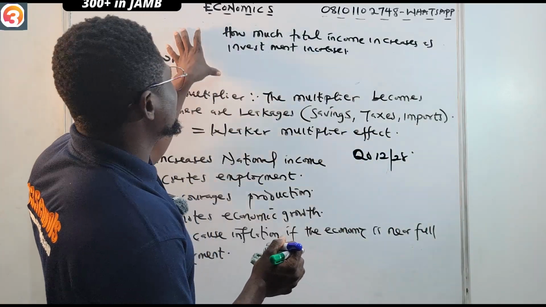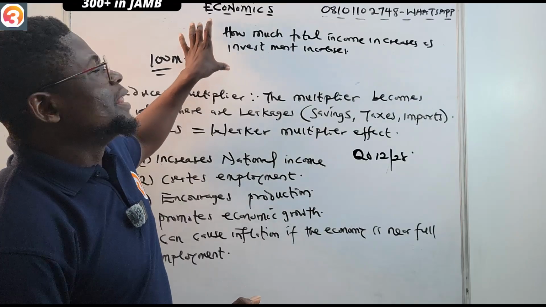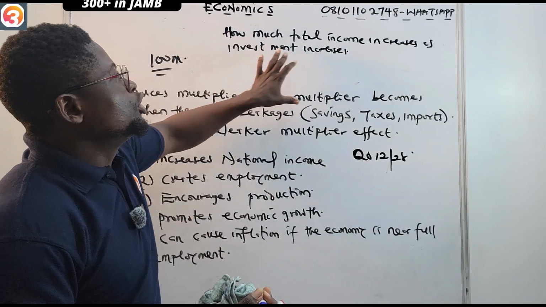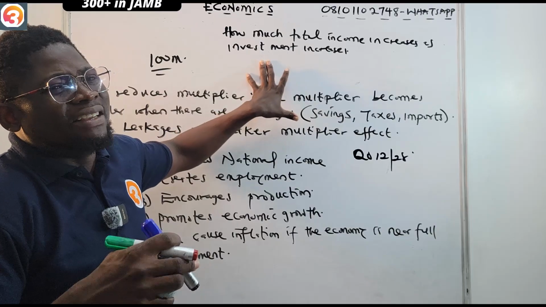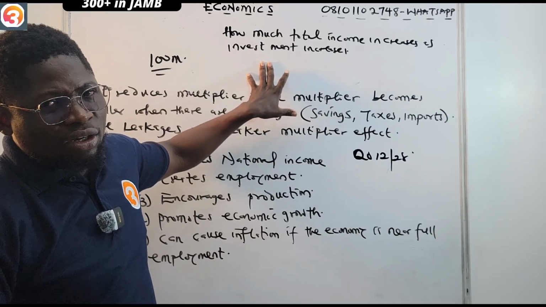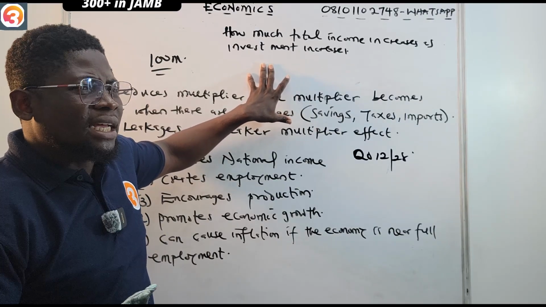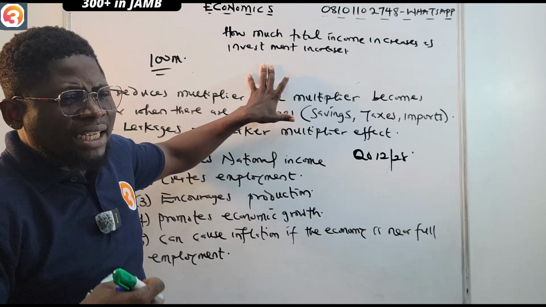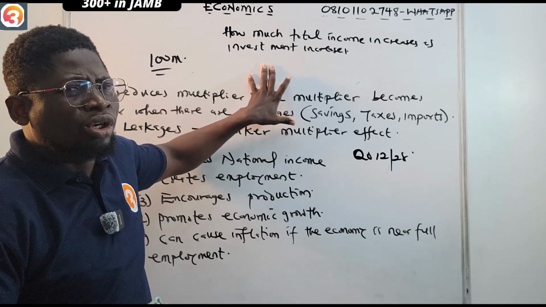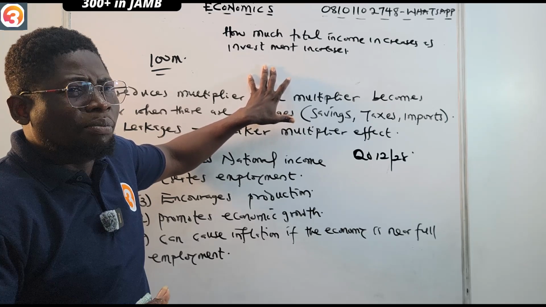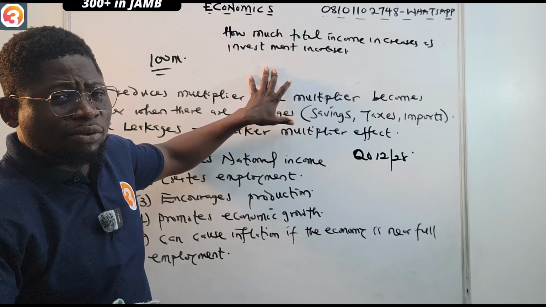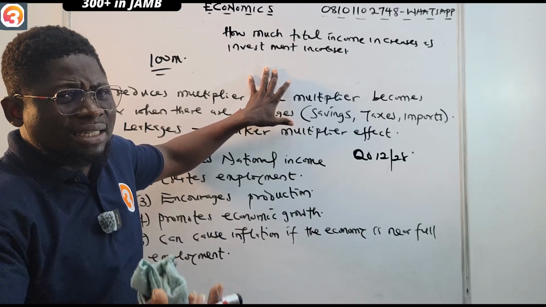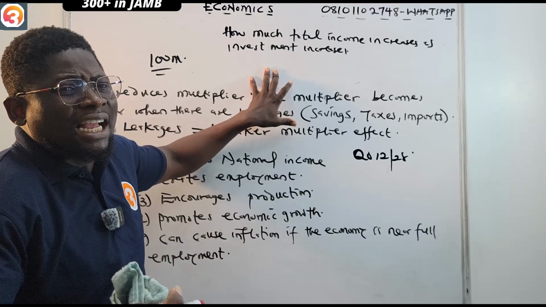So that is what Keynes was trying to say. He was trying to explain how much total income increases as investment increases. The more a business increases its scale of production, the more workers they will hire and pay, and the more factories, buildings and equipment they will have so they can produce more.